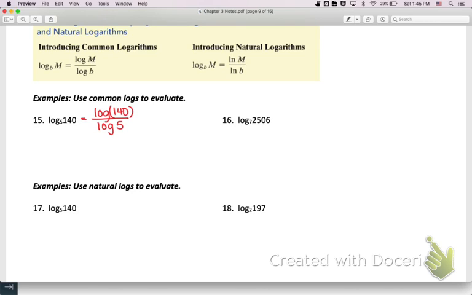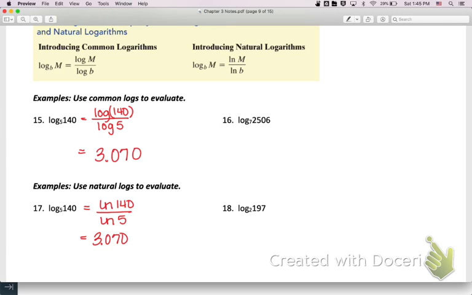If we want to do that using natural logs, we would say the natural log of 140 divided by the natural log of 5. Go ahead and put those into your calculator, and you should see no matter which one you choose to do, we get the same answer. And because they are equivalent, you should get 3.070. Same thing here, 3.070.